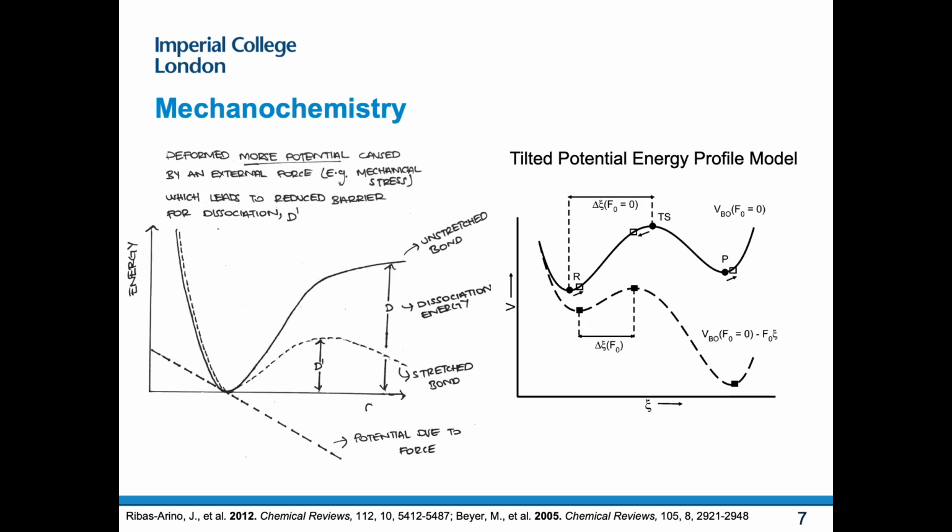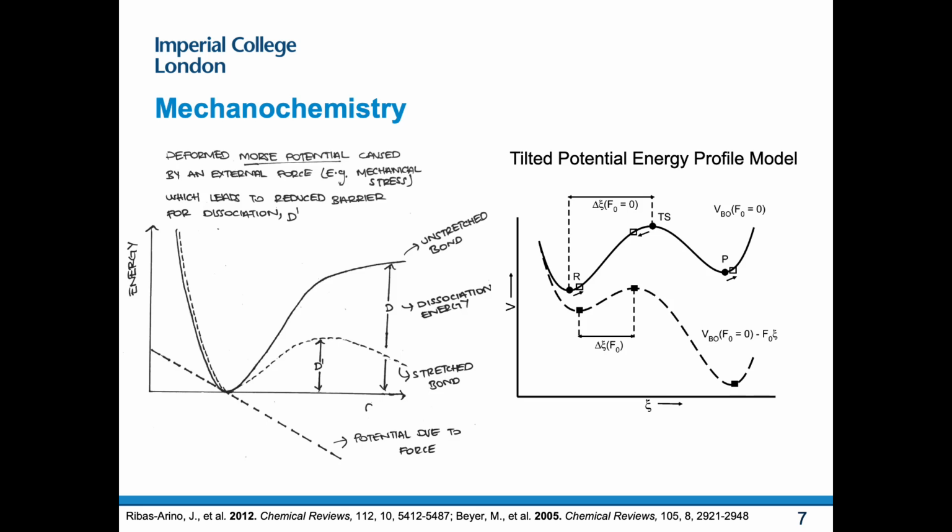Moving on, the tilted potential energy profile model shows that the structures of the reactants and transition states of a given reaction can be affected by mechanical force. This idea was first introduced by two chemists named Walter Kauzmann and Henry Eyring in the 1940s. This model can be understood using the schematic here on the right hand side.